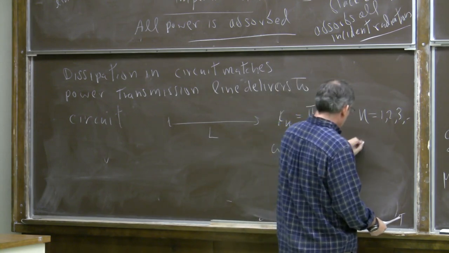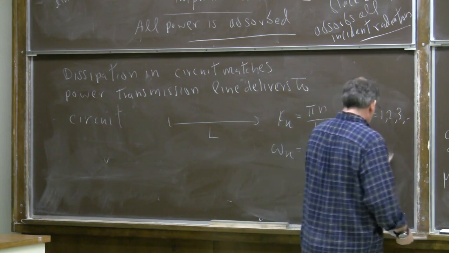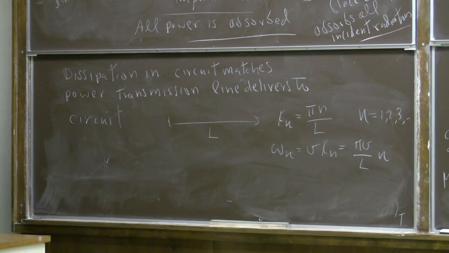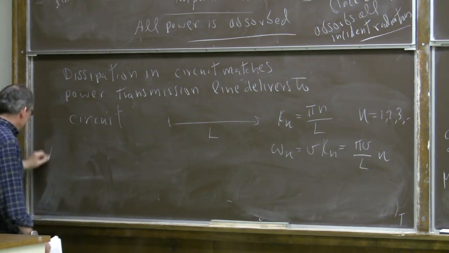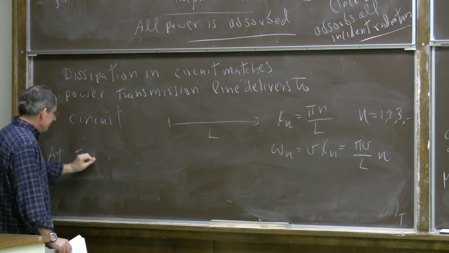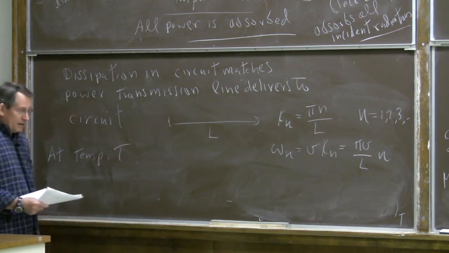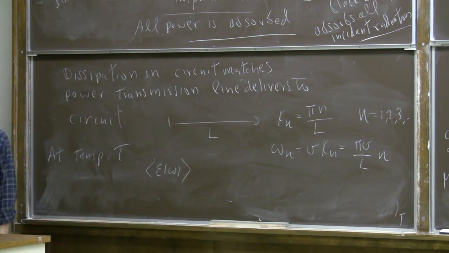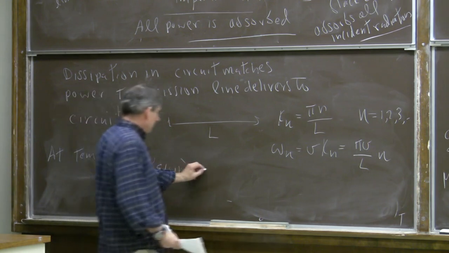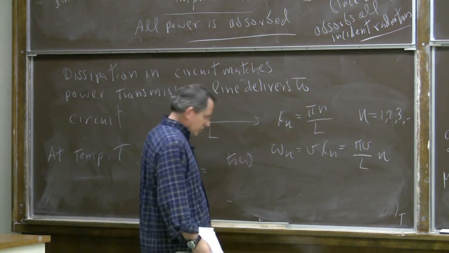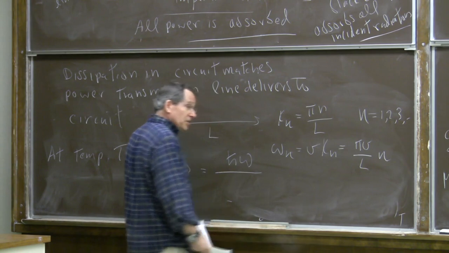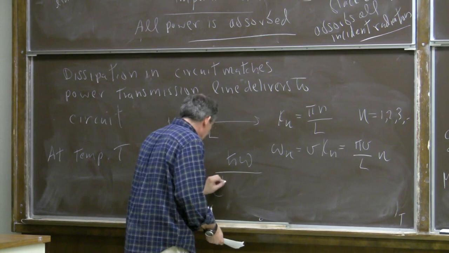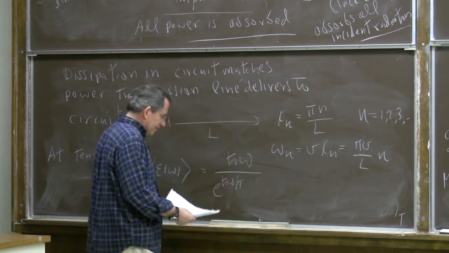So that's pi times v divided by L times the integer n. Now, each one of those modes in thermal equilibrium at temperature tau has an expectation value of the energy stored in the mode, which is just given by the Planck distribution. In other words, it's h bar omega, the energy of a single quantum, times the expectation value for the number of photons occupying the mode, 1 over e to the h bar omega divided by tau minus 1.